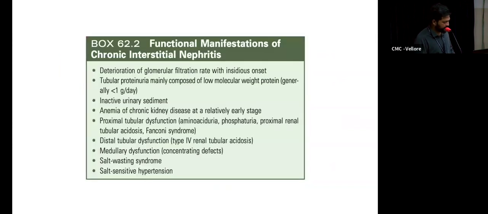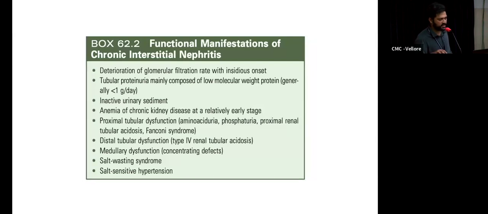Some of the clinical functional manifestations of CIN. The deterioration of GFR has an insidious onset, so it's not like an RPGN presentation. It's a very creeping creatinine that keeps on increasing, with not much proteinuria and an inactive urinary sediment. And like I mentioned, anemia can be there. The patient can have a Fanconi phenotype or not; they can have a partial Fanconi also. They'll have aminoaciduria, phosphaturia, proximal renal tubular acidosis, Fanconi syndrome.